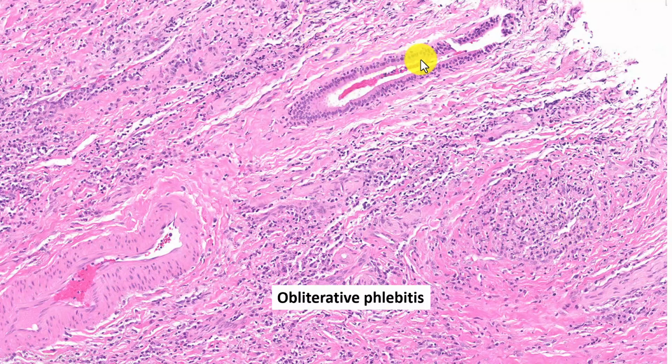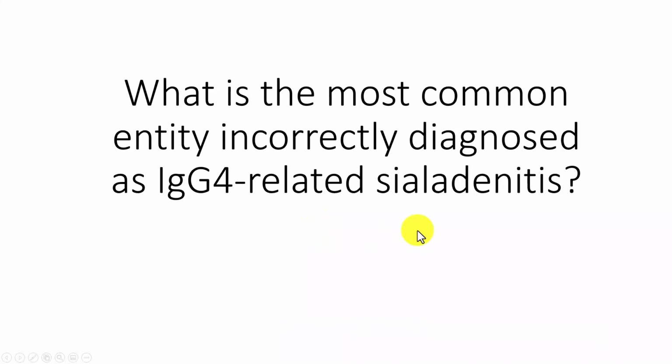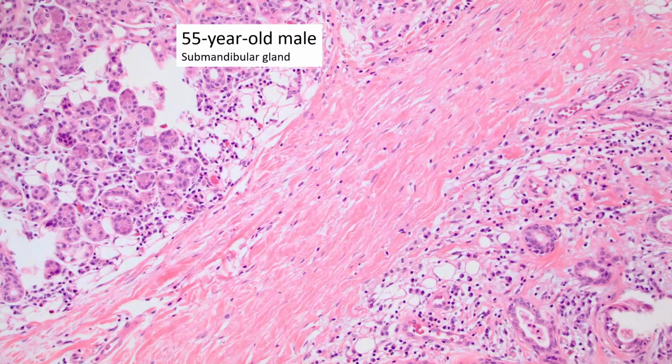Again, I'll point out that the ductal epithelium is perfectly preserved. Here it is on higher power, and there's a sprinkling of eosinophils here as well. So here's a question for you. What is the most common entity that is misdiagnosed as IgG4-related sialadenitis? I promise you, you've probably done it, and I can tell you that I've done it as well. And here are the reasons why that happens.